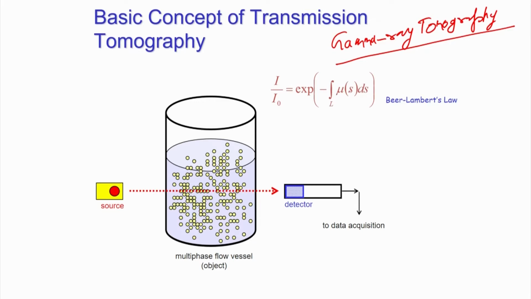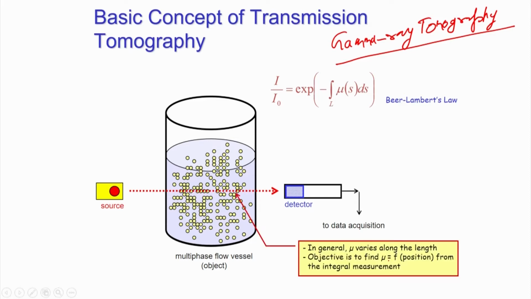So the attenuation will be caused only by the medium present here, and that is being used here. So what you get is the line integral value of mu, which will be a function of both phases. Suppose there is a phase 1 and a phase 2. The line integral value of mu will be equal to mu 1, the mass attenuation coefficient of phase 1, multiplied by the volume fraction of phase 1, plus mu 2, the mass attenuation coefficient of phase 2, multiplied by the volume fraction of phase 2 along that line.